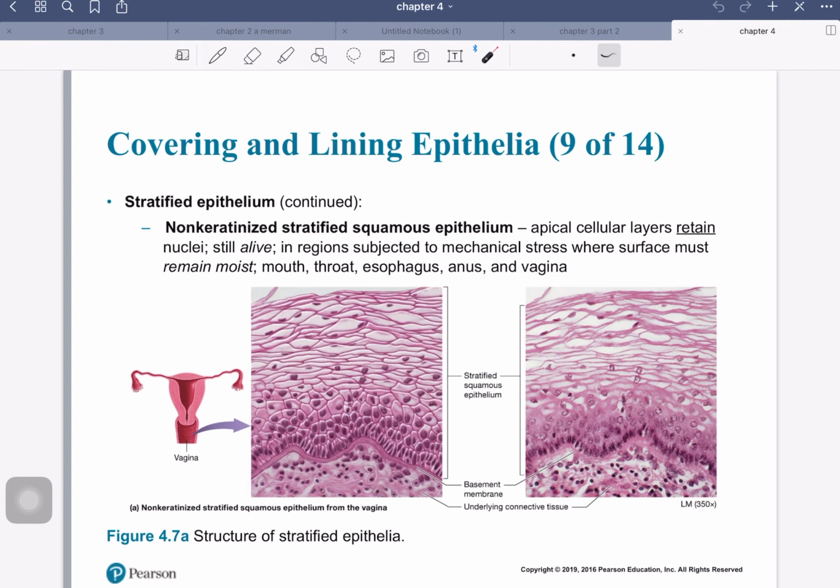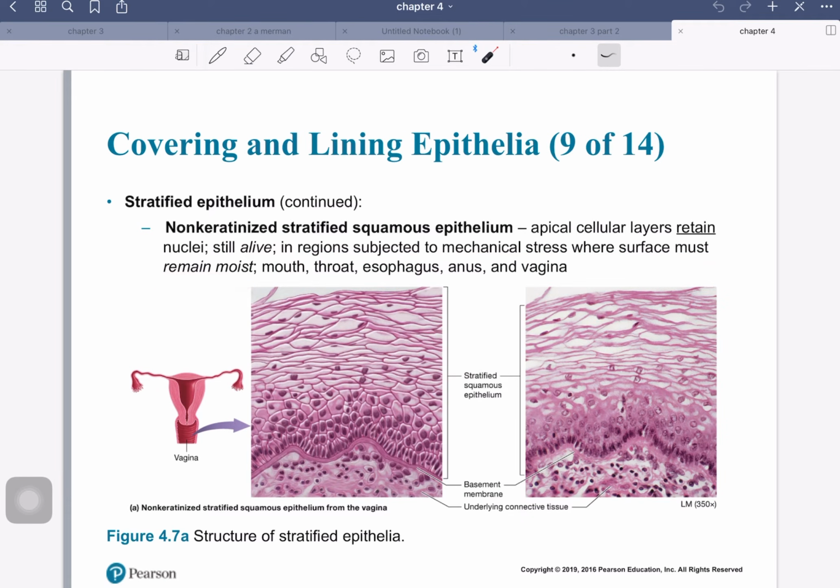Now, let's look at another type. Of course, you're probably starting to get the gist that if we're going to call something keratinized stratified epithelium, there's probably ones that are not keratinized, or else we wouldn't have said keratinized. And you're right, we have a group called non-keratinized stratified squamous epithelium. In this case, the apical cells retain the nuclei. They're still alive, and they're in regions subjected to stress where most surfaces must remain moist. So that's an important point.